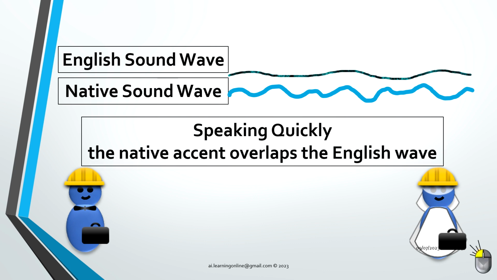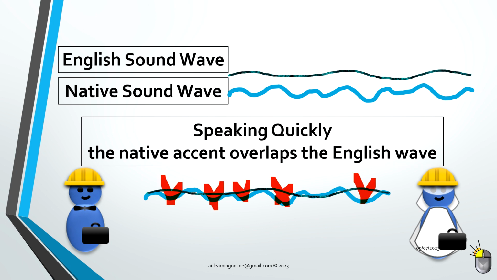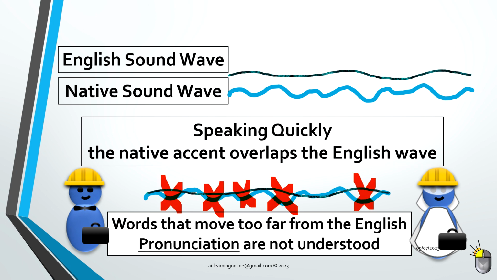Speaking quickly, the native accent can overlap the English wave. And so here we have a little example of this. You can see the nice thin blue line is being overlapped either above or below by the native sound wave, the thicker line. And where it deviates, where it moves too far away from the English sound wave, the thinner line, these particular syllables or words, in some cases, are now so far from the understanding of how we would normally understand that particular syllable, we don't understand it. In this case, these particular sounds have moved so far from the English pronunciation, we simply don't understand them.